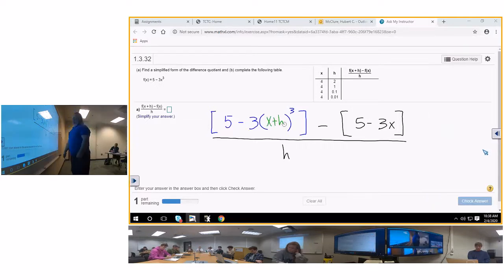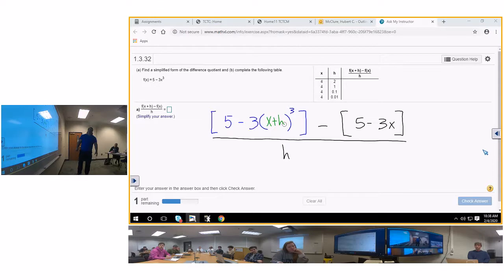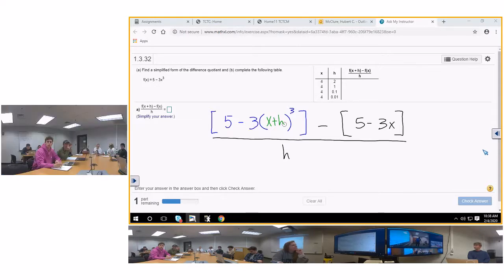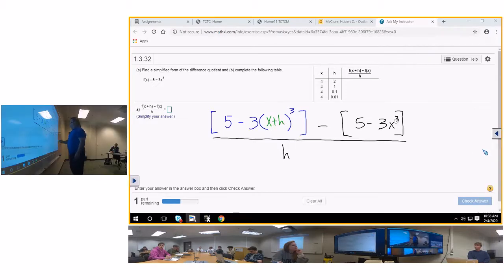I'll give y'all a couple of minutes. 3x? I'm sorry, what? Wouldn't you cube the 5 minus 3x on the top? I'm confused. What'd you say? When you subtract f of x, isn't it cubed? Oh, thank you. Yes, thank you. Okay. I was thinking you were asking about the first one. I'm sorry. All right, so do that one.